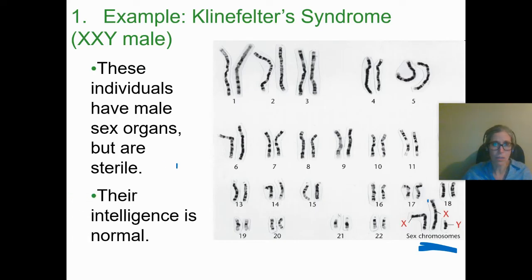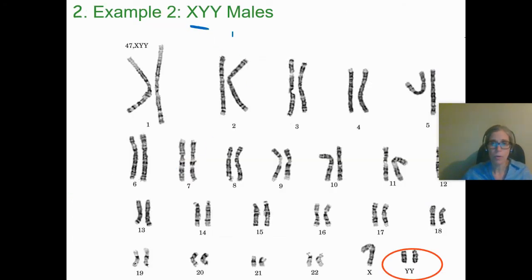normal intelligence. Here's a boy who has XYY. And so he has one X just like most boys, but he has 2 Y chromosomes. I would want you to be able to recognize this as a part that's different. He actually, and don't memorize this, but he actually isn't very different from other males.